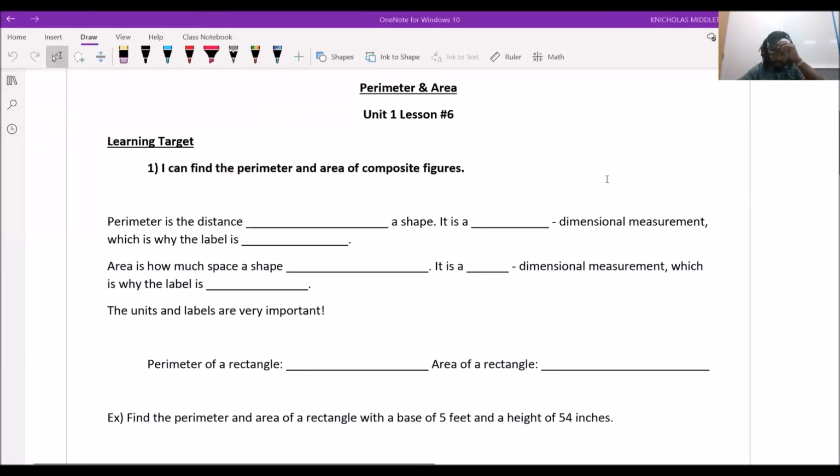All right, hey guys, it's Mr. Middleton here, and today we're going to talk about perimeter and area. At the end of this video, you should be able to find the perimeter and area of composite figures.